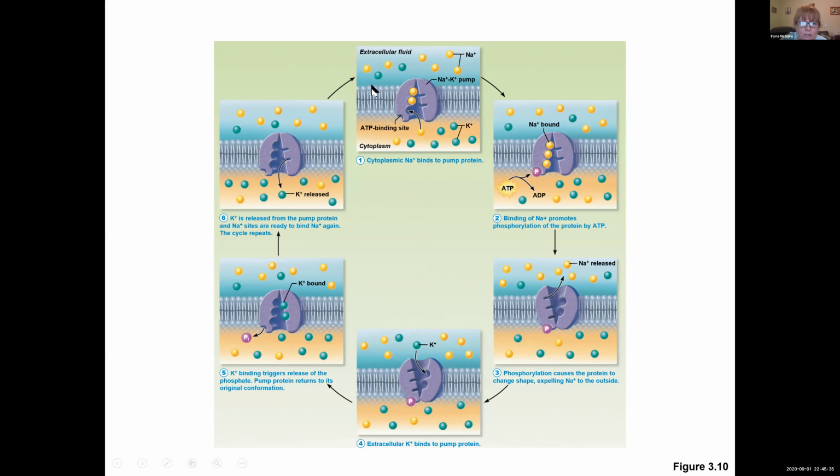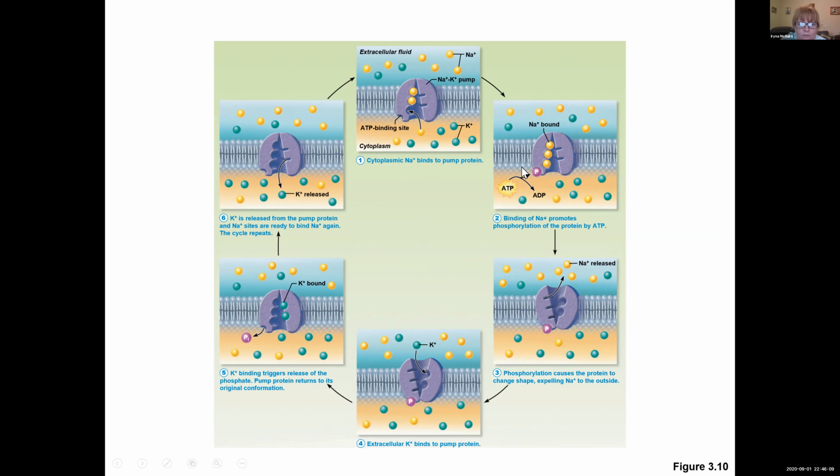Here you can see the cell membrane and this protein, right? Now this protein has an ATP binding site. So immediately we should know it's active transport because we're using ATP energy. This particular protein is the sodium potassium pump. Now sodium binds, so where's sodium? Sodium is inside the cell. So sodium that is inside the cell binds to this protein.